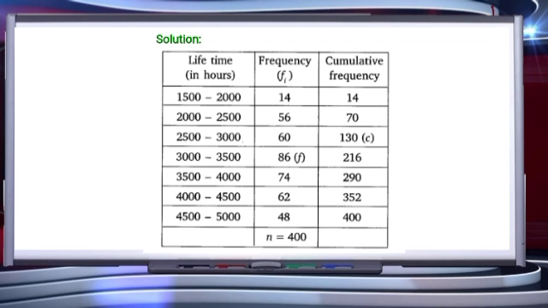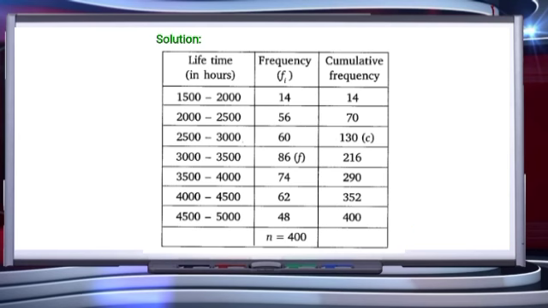The first frequency comes as such. The next value comes by adding the succeeding frequency, that is 14 plus 56, that becomes 70. Next 70 plus 60, that is 130. Next 130 plus 86, 216. Next 216 plus 74, that is 290. 290 plus 62 becomes 352, and 352 plus 48, that is 400. So likewise we complete the column of cumulative frequency.